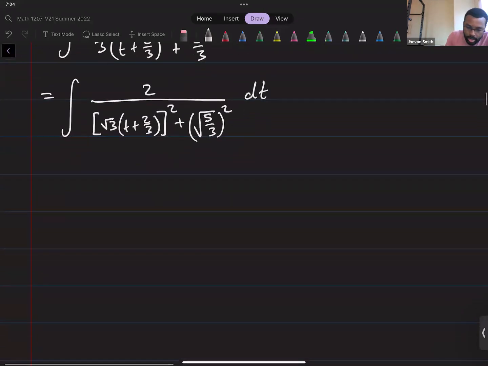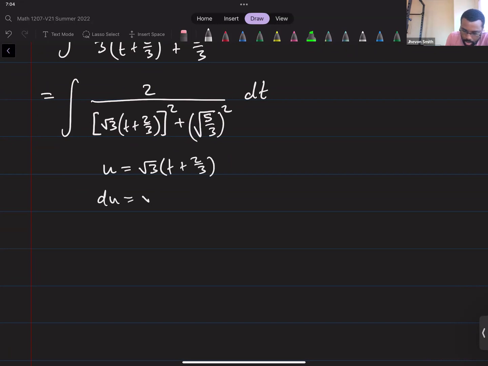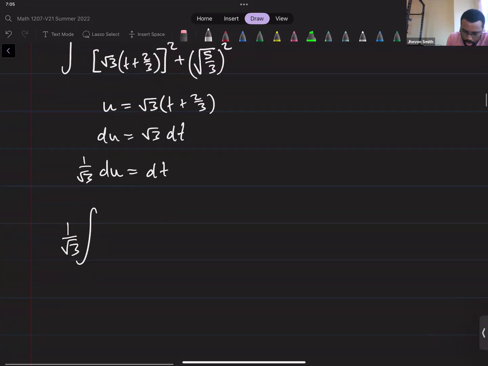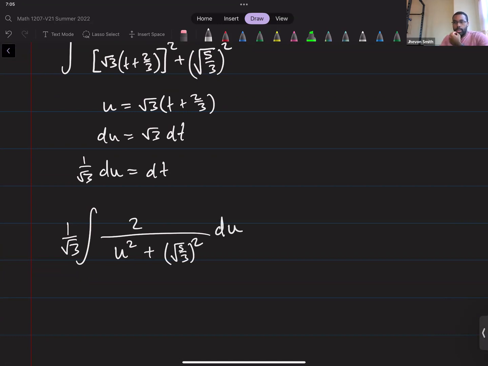And so now what we can do is you can do a substitution. And so your du is going to be rad 3 dt. And so 1 over rad 3 du is equal to dt. And so my integral becomes 1 over rad 3 times 2 over u squared plus the quantity squared, du. Okay. Now it turns out we have a formula for that.